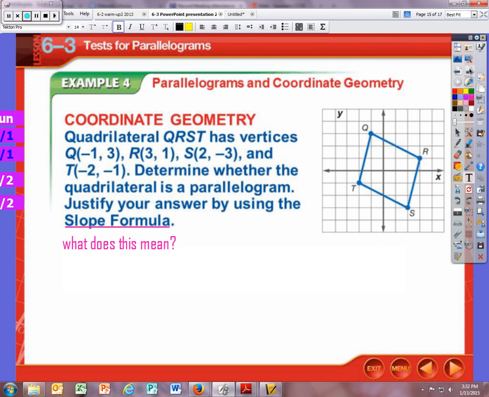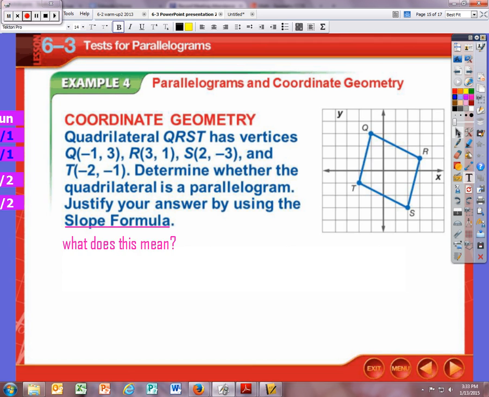Alright, so take a look at this one right here. We've already talked about coordinate geometry and having to plot coordinates. So here's another example. We've got the Q, R, S, and T plotted already on our graph, and our job is to determine whether the quadrilateral is a parallelogram, and we're going to use the slope formula to do that.